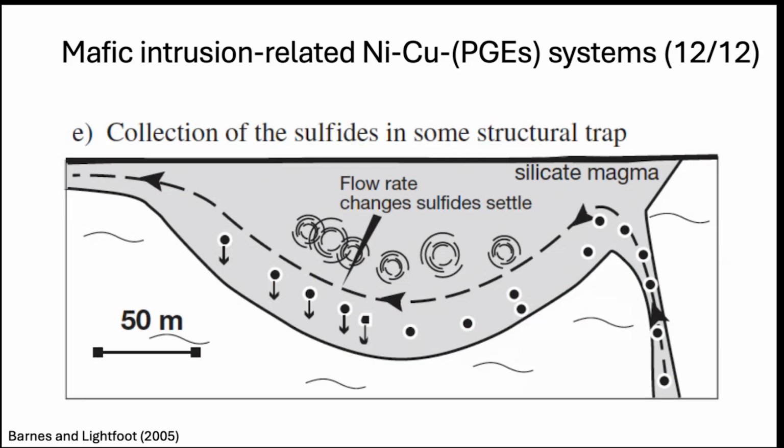Okay, so that's nickel copper PGEs in 12 slides. Very rapid fire. And so again, these are important deposits for our nickel, copper, and for our platinum group elements. And as we've mentioned before, the Bushveld is probably the premier example of accumulation of the platinum group elements. It's the largest repository of those metals on the planet.